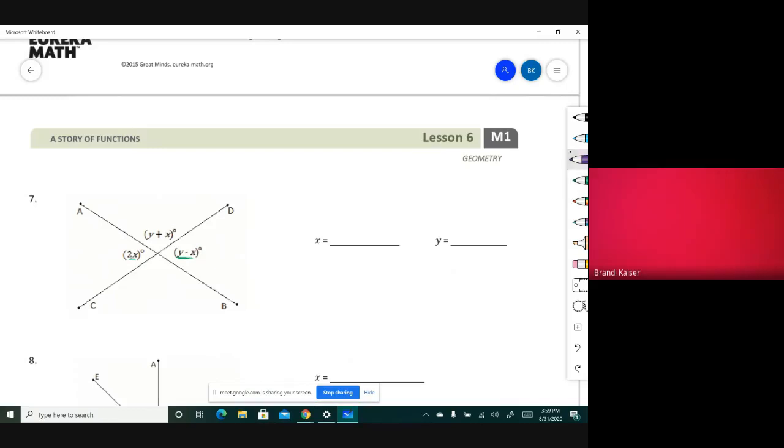In this pair, I have the y plus x and I have y minus x, and these are technically a linear pair, which means I know that they add up to 180 because they're right next to each other and they form a straight line. I'm going to say let's try to solve that one first. Let's try to solve for the y's. Okay, maybe if we know y, we'll be able to find x.